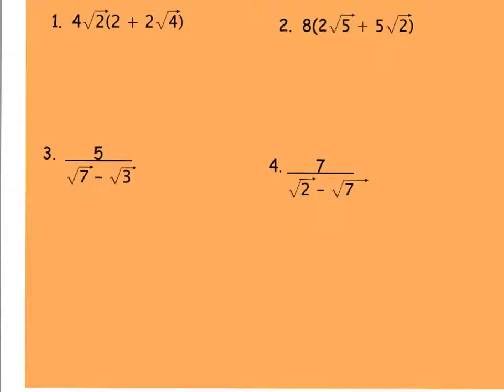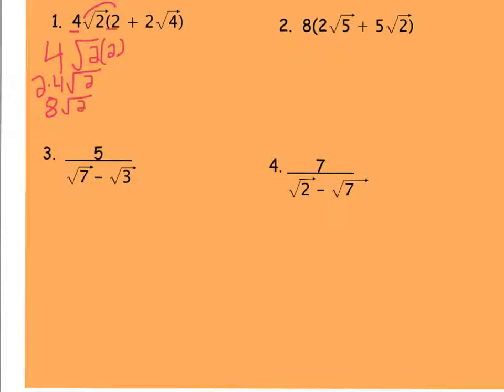Let's do 4 more examples. So distributive property. So we're going to do 4 square root 2 multiplied to 2. So when I multiply this to this, I can take the 2 and move it, commutative property, over with the 4. So 4 times 2 is 8, and right now I have 8 square root 2.